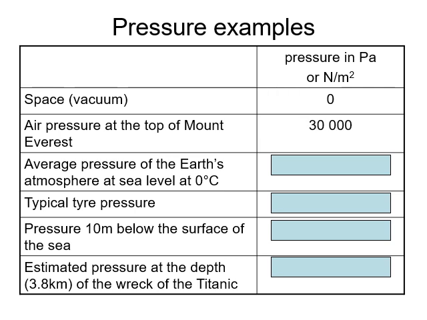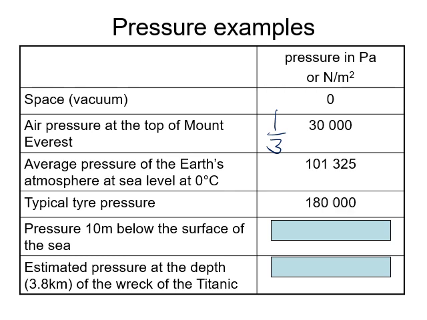The air pressure on top of Mount Everest is about 30,000 pascals, and compare that to the air pressure at ground level, or sea level, which is 101,000. So it's about a third of that on top of Mount Everest. Because of that, the level of oxygen on top of Mount Everest is about a third of what it should be, so about 7 to 8% oxygen. That's why you have to use air tanks if you want to get to the top of Mount Everest. Typical tire pressure is about 180,000 pascals.